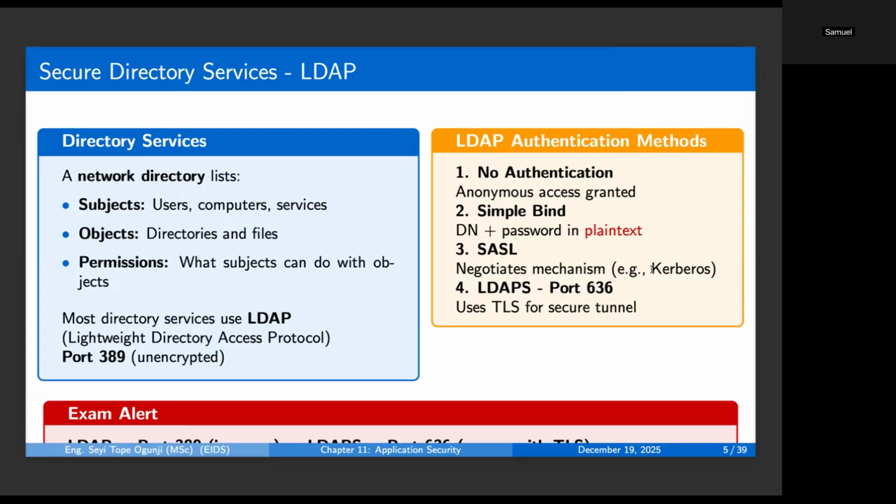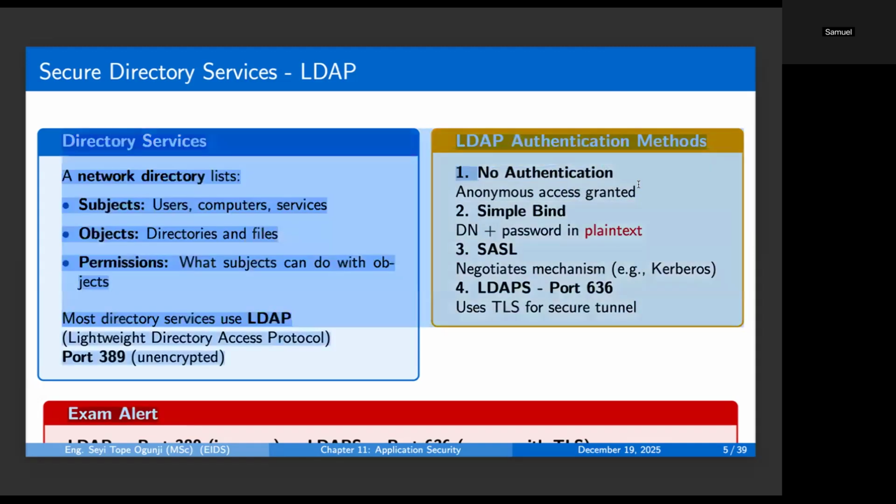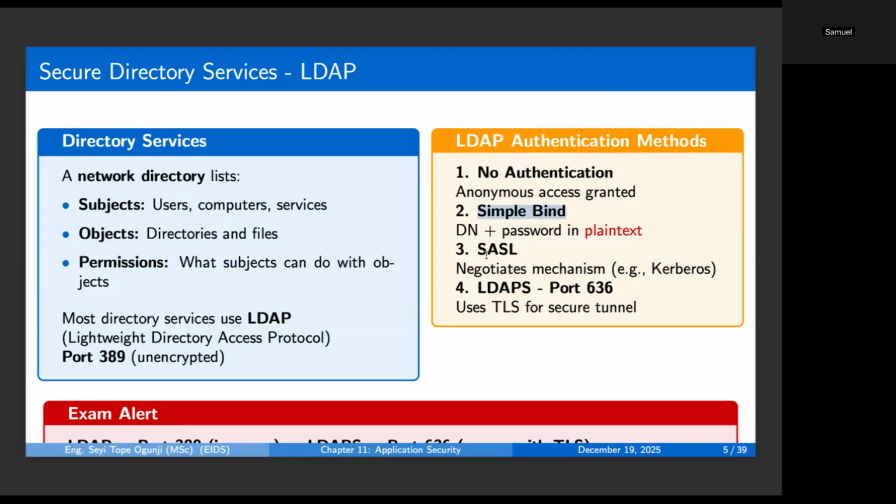Okay, so the question now will be, how do we log into LDAP? So you can see LDAP authentication methods: no authentication, which is anonymous access, simple bind, SASL, and LDAPS. So what do we mean by this? No authentication means anyone can ask questions. Imagine in the library, in the institution, any registered student is allowed to enter that library. So there's no need for authentication. Anyone can ask questions. That's the first one, no authentication.